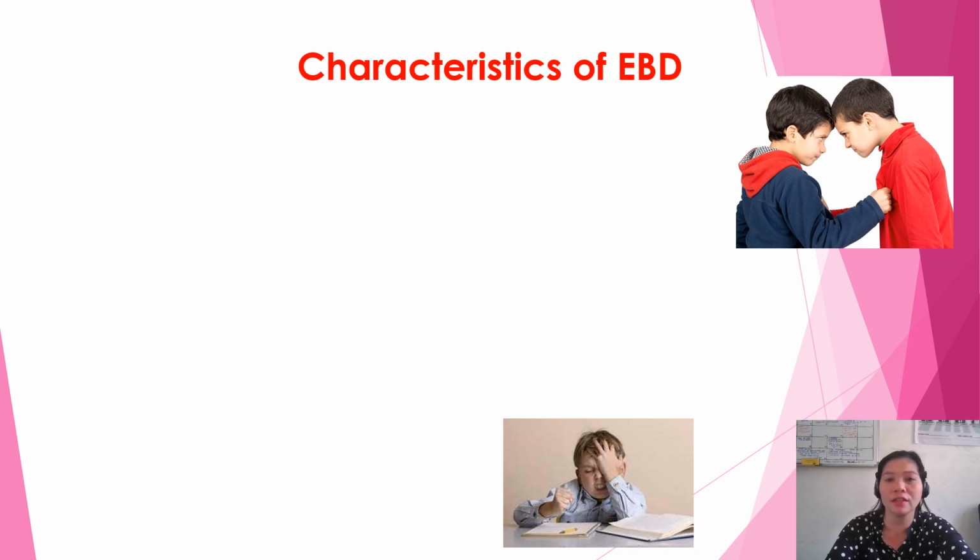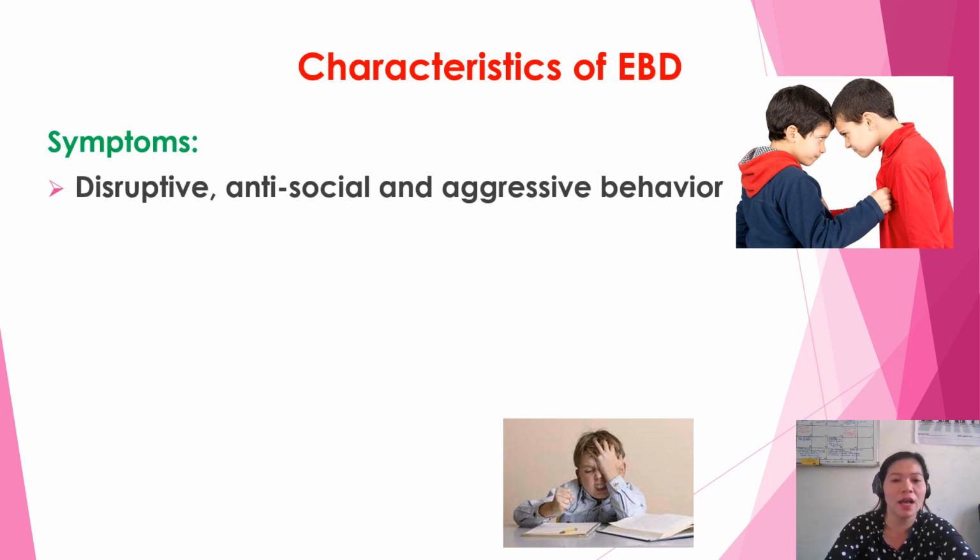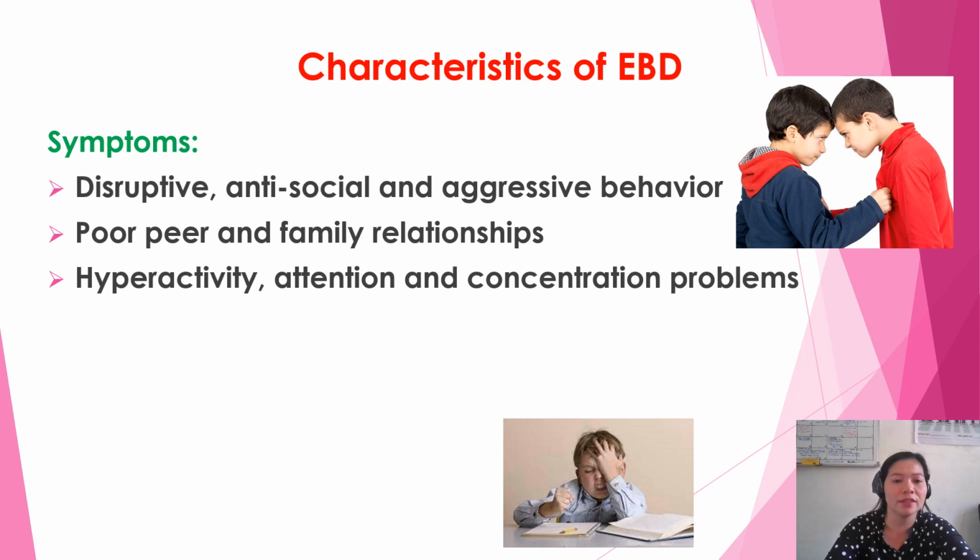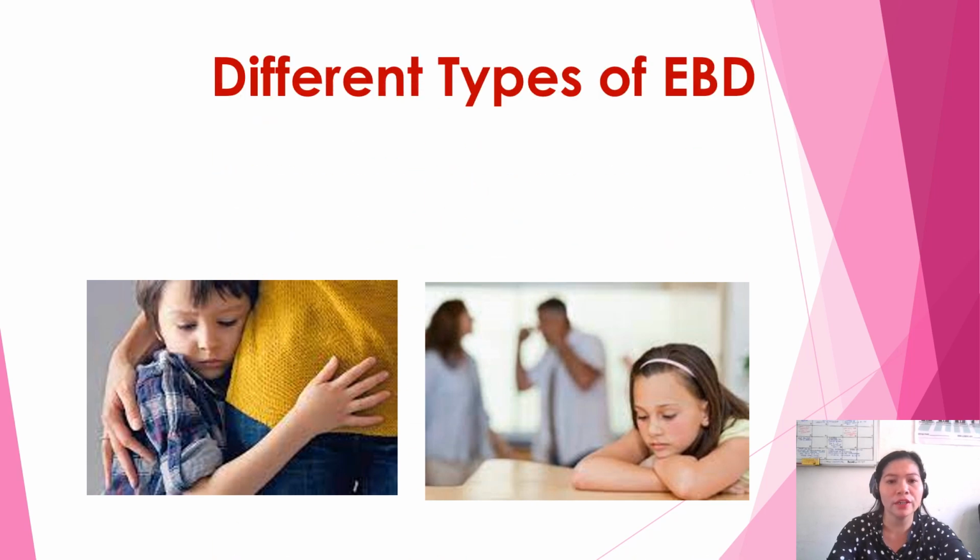A specific diagnosis where the child displays persistent and severe social, emotional, and behavioral difficulties, has symptoms like disruptive, antisocial, and aggressive behavior, poor peer and family relationships, and hyperactivity, attention, and concentration problems. What are the different types of EBD?